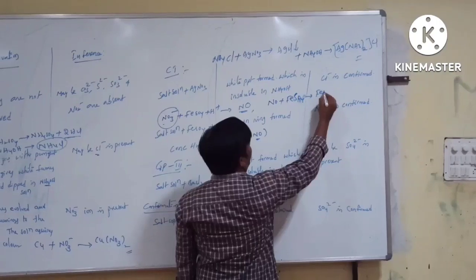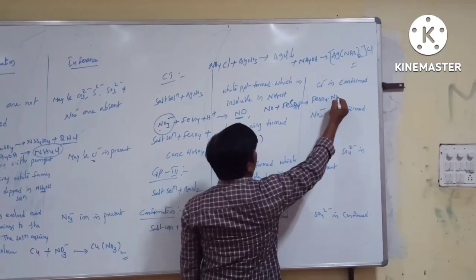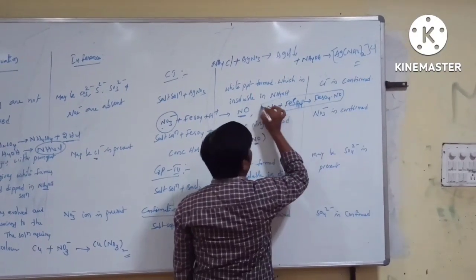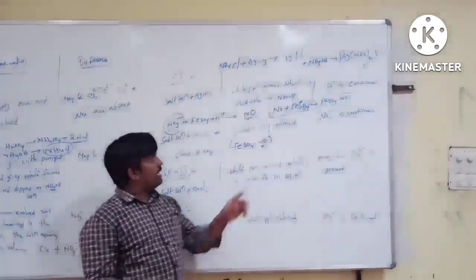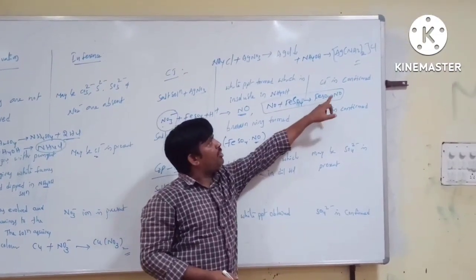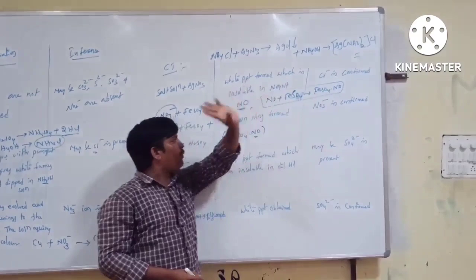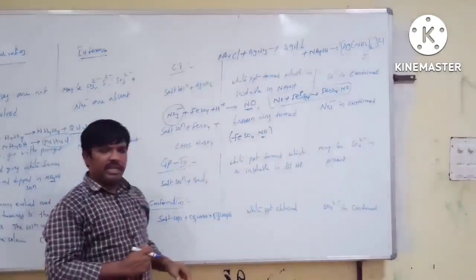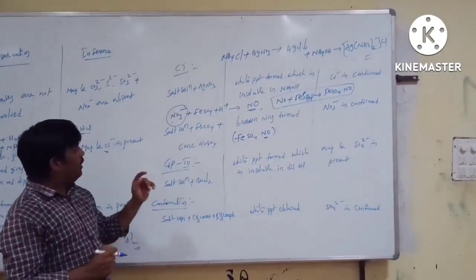The formation of FeSO4NO, that brown ring contains FeSO4NO. You have to remember that, it is also a viva question. Then we go for group 3.